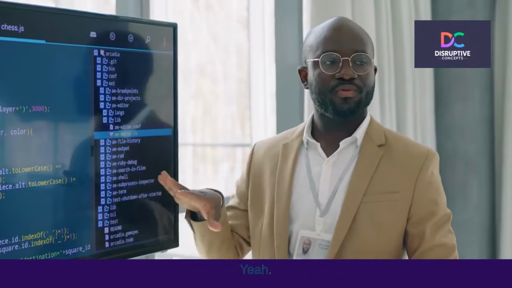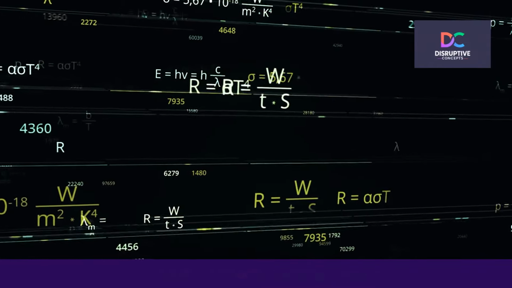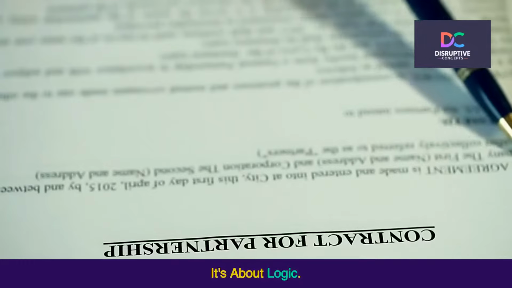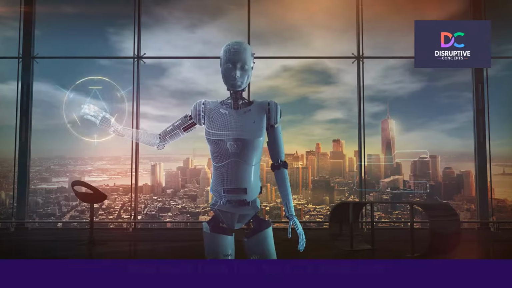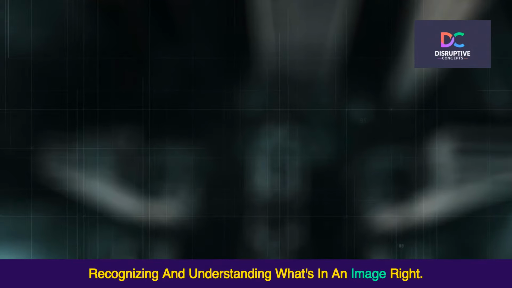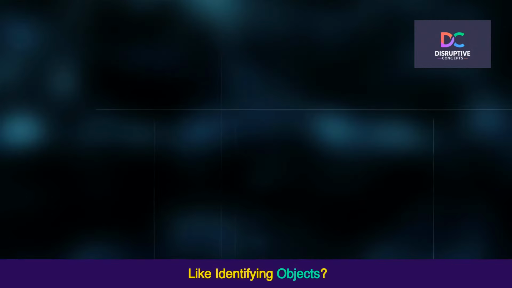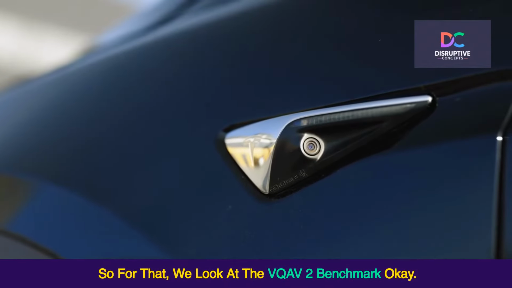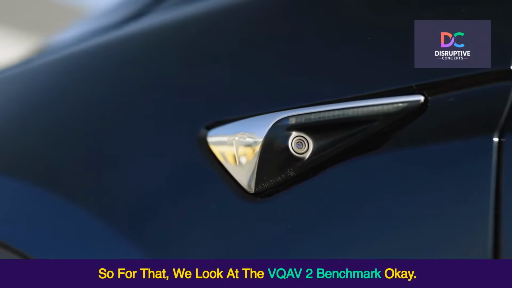That makes a lot of sense. It's not just about crunching numbers. It's about understanding what the problem is actually asking. It's about reasoning, it's about logic. Okay, so it can reason, it can do math. What about tasks that are more about recognizing and understanding what's in an image? Like identifying objects. So for that, we look at the VQA V2 benchmark.